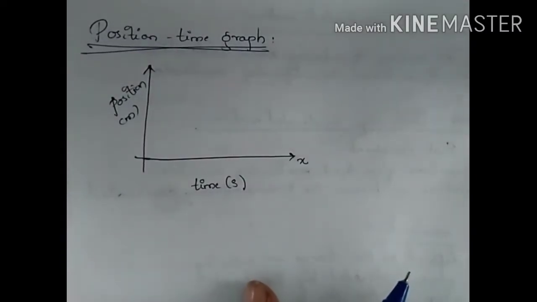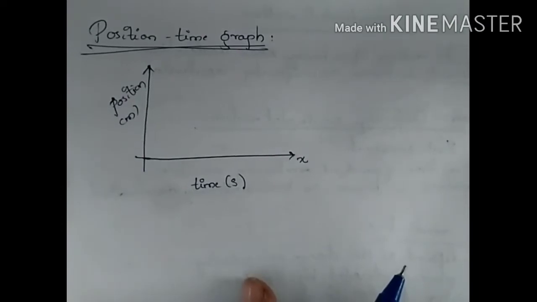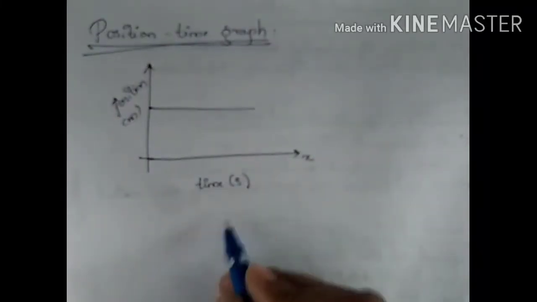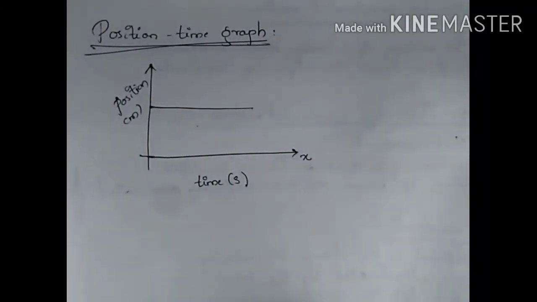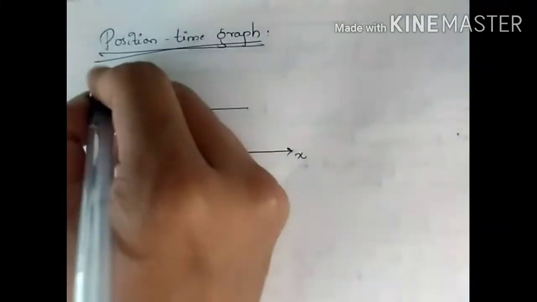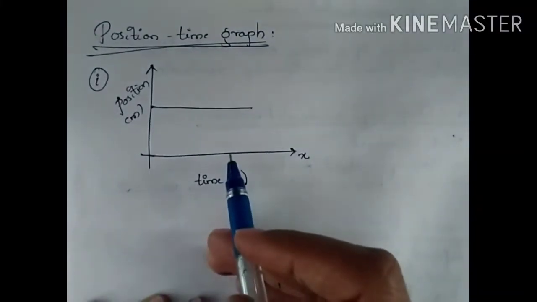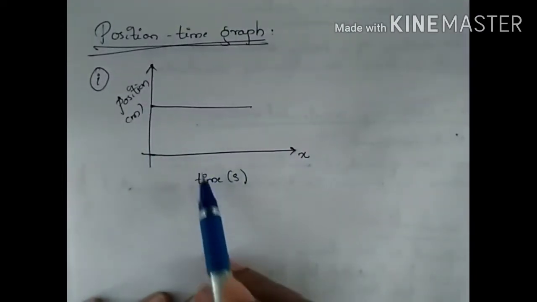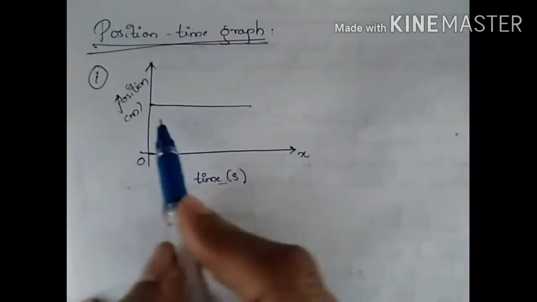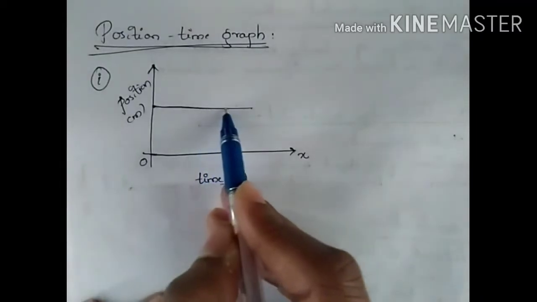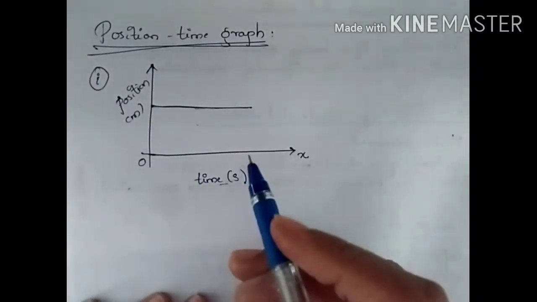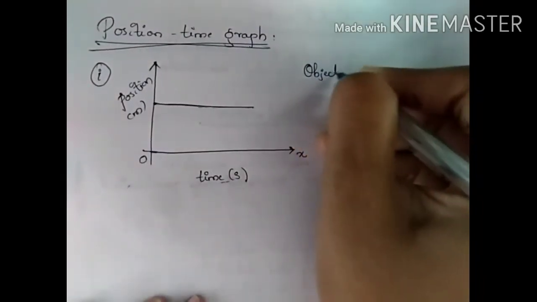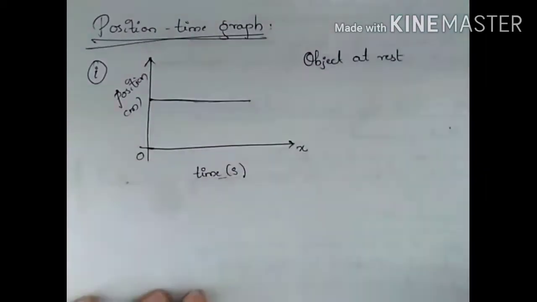If the object is at rest, then the position time graph would look like this. Why does this look like this? This I have already discussed in the last class. Since the position of the object is not changing, the only quantity which is changing is time. So with the time, the position of an object remained constant. So this is for an object which is at rest.